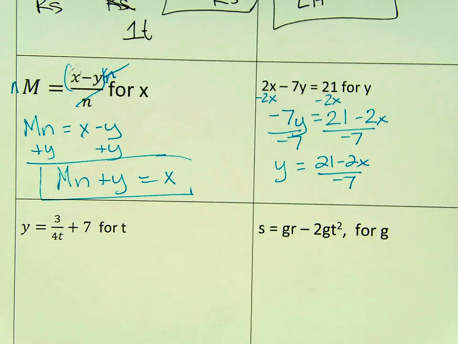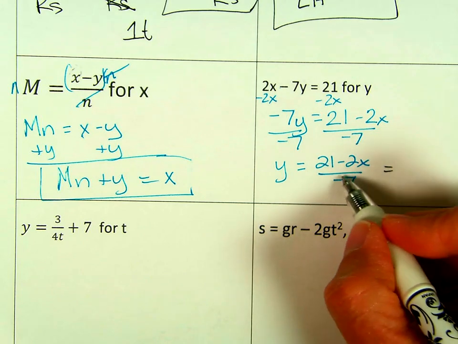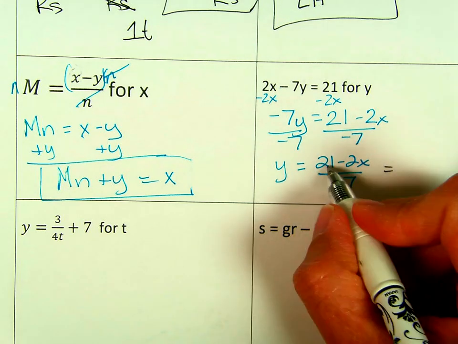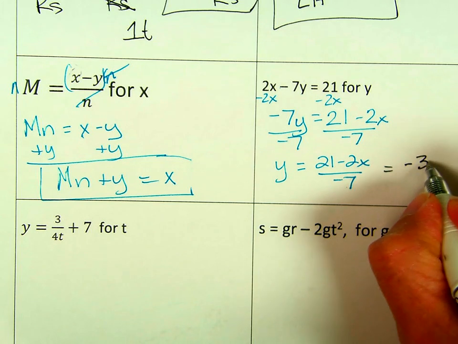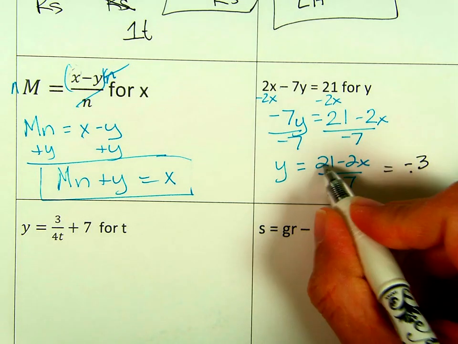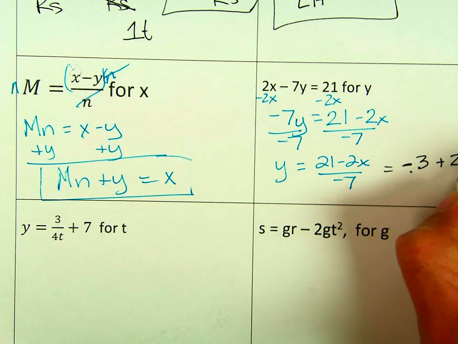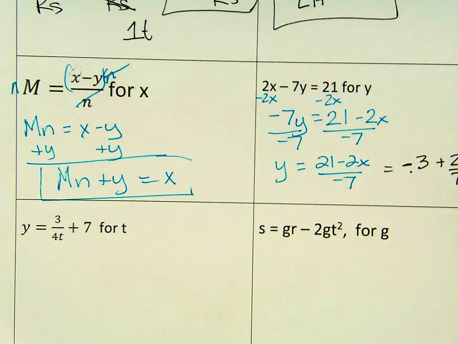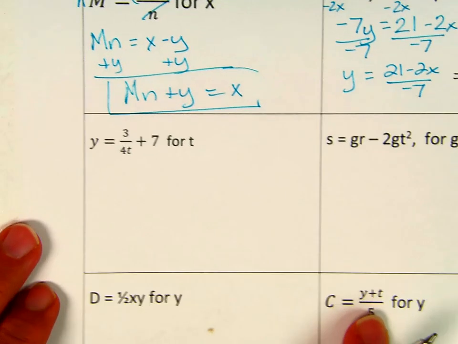However, you might see it. People sometimes split up the fraction. If you have one denominator and two things in the numerator, and you know that one of them divides, you could have also said it equals negative 3, because 21 divided by negative 7 is negative 3, plus 2x over 7, or 2/7x. That's another way to write it. I think they would accept either one. All right, let's try this one.